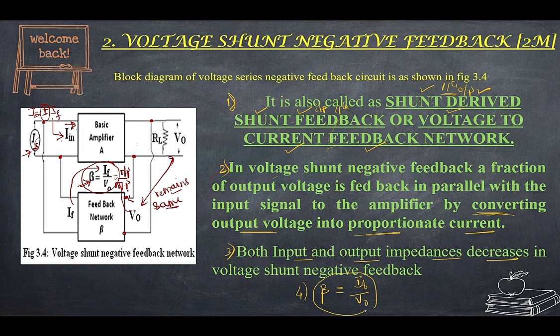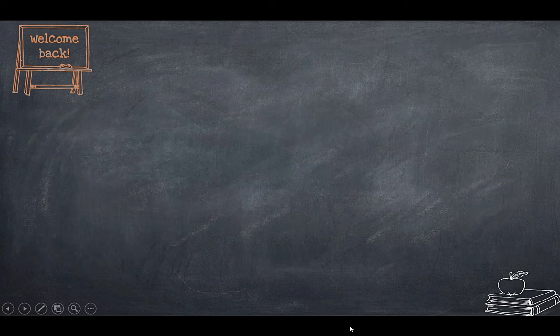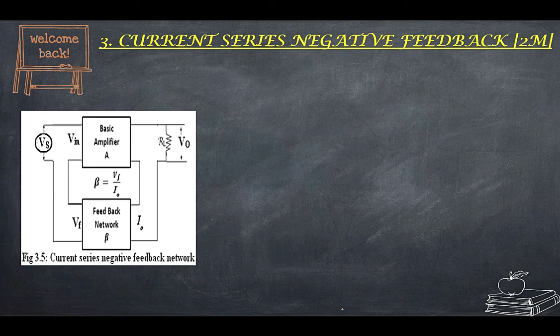This will become the feedback ratio beta. The third connection will be current series negative feedback. Clearly, this is a series connection. This is also a series connection. Current, first part is output, and whenever there is a current, it should be series. Second part is input. It is already mentioned the connection is series.